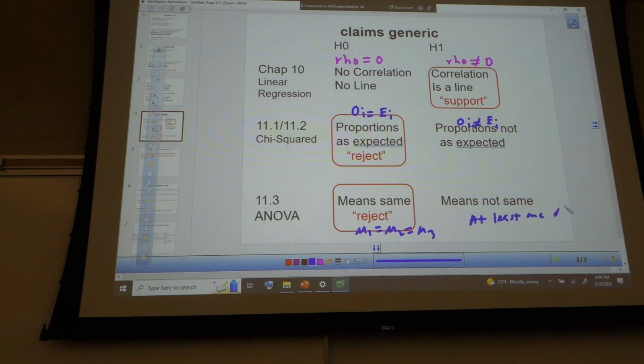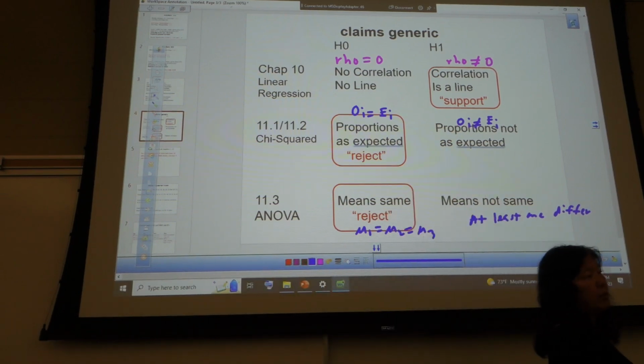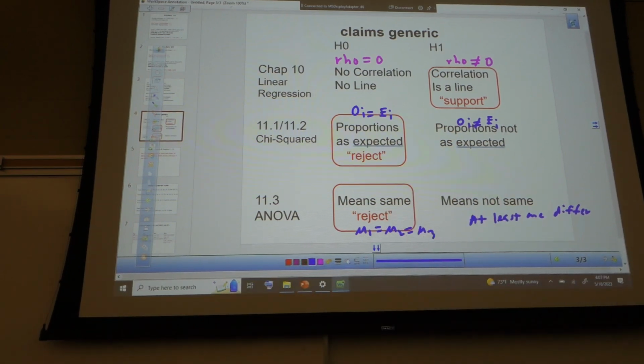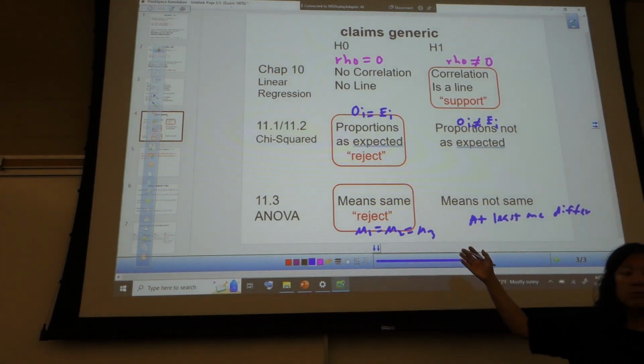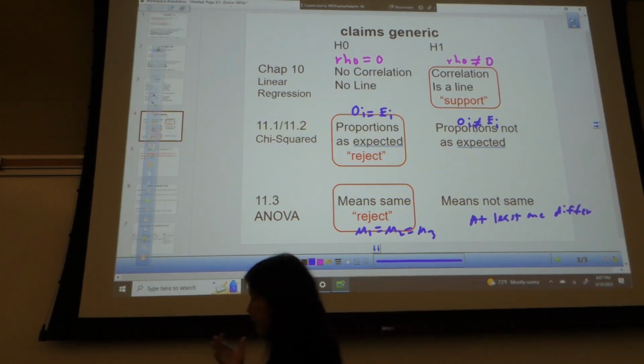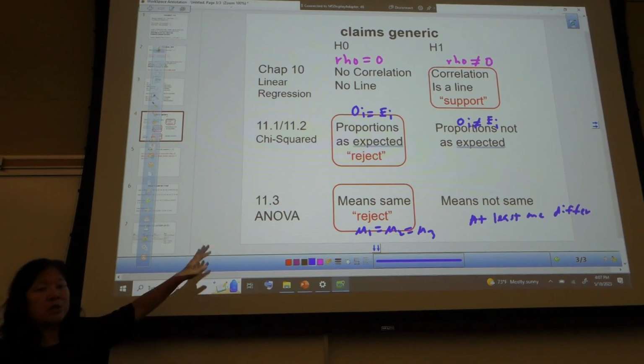Now, for the exam, the homework may not match this, but for the exam, your chapter 10 H1 is going to be the claim, that they are correlated, that it is a line. And then for chapter 11, the chi-squareds and the ANOVA, the claim is going to be H0, that they fit some expected values, or the means are the same.